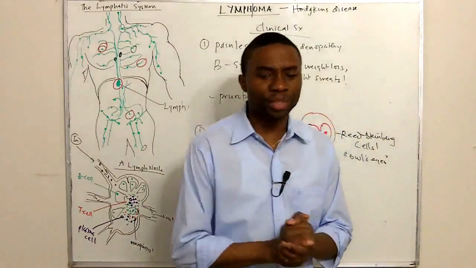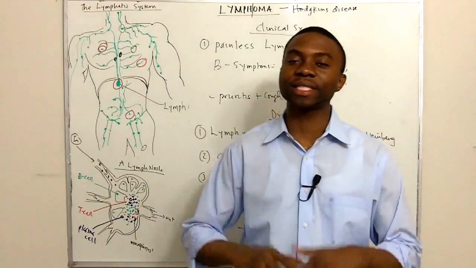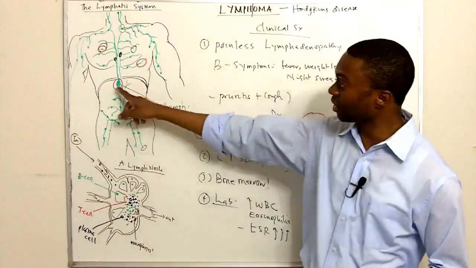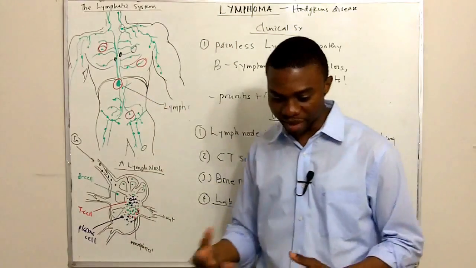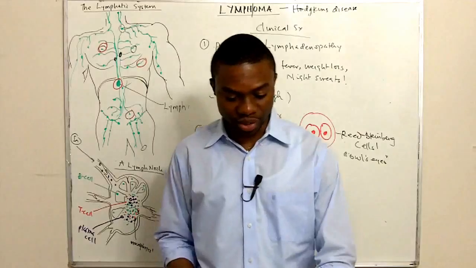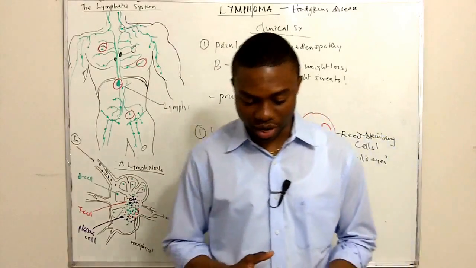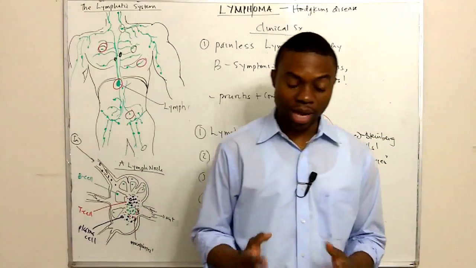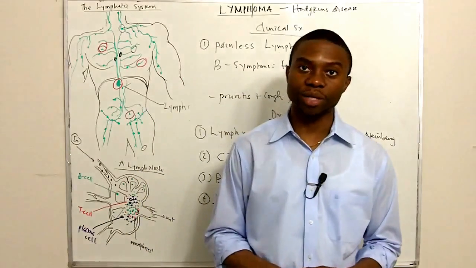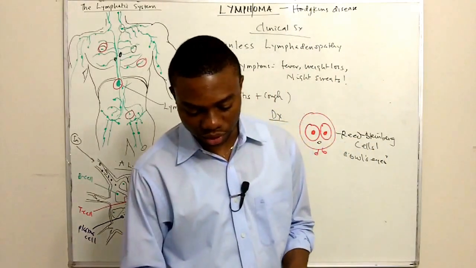Now, how do we treat this disease? Well, treatment often is chemotherapy and radiation, right? We want to radiate the lymph nodes to destroy them and prevent them from spreading. So stage 1, 2, and 3A are often treated with radiotherapy alone. And stage 3 and stage 4 will need chemotherapy. So radiation and chemo are the treatments.